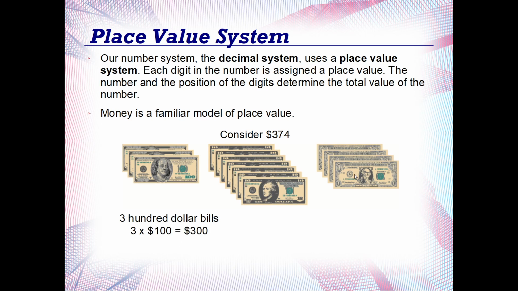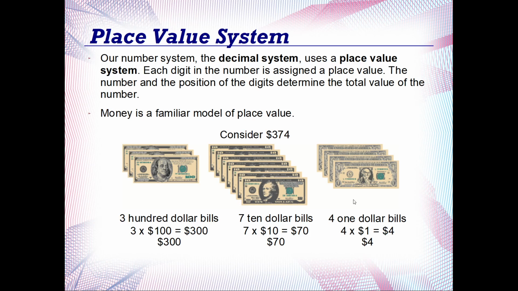So we have 3 $100 bills, each representing 100. 7 $10 bills, 7 times 10 would be $70. And 4 $1 bills. We could probably do this with a 4-digit number with $1,000 bills, but I don't think there are too many $10,000 or $100,000 bills lying around. So this pretty much covers just the small values of numbers. But if we add these up, 300, 70, and 4, we get the number $374.